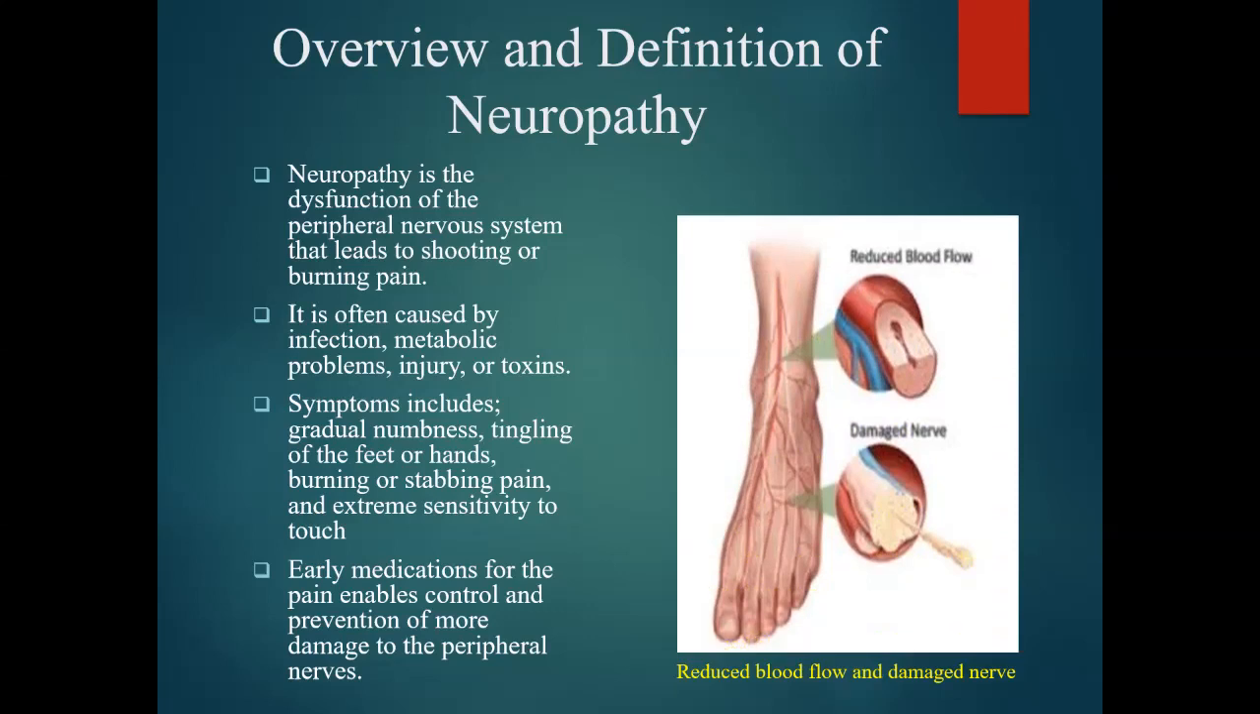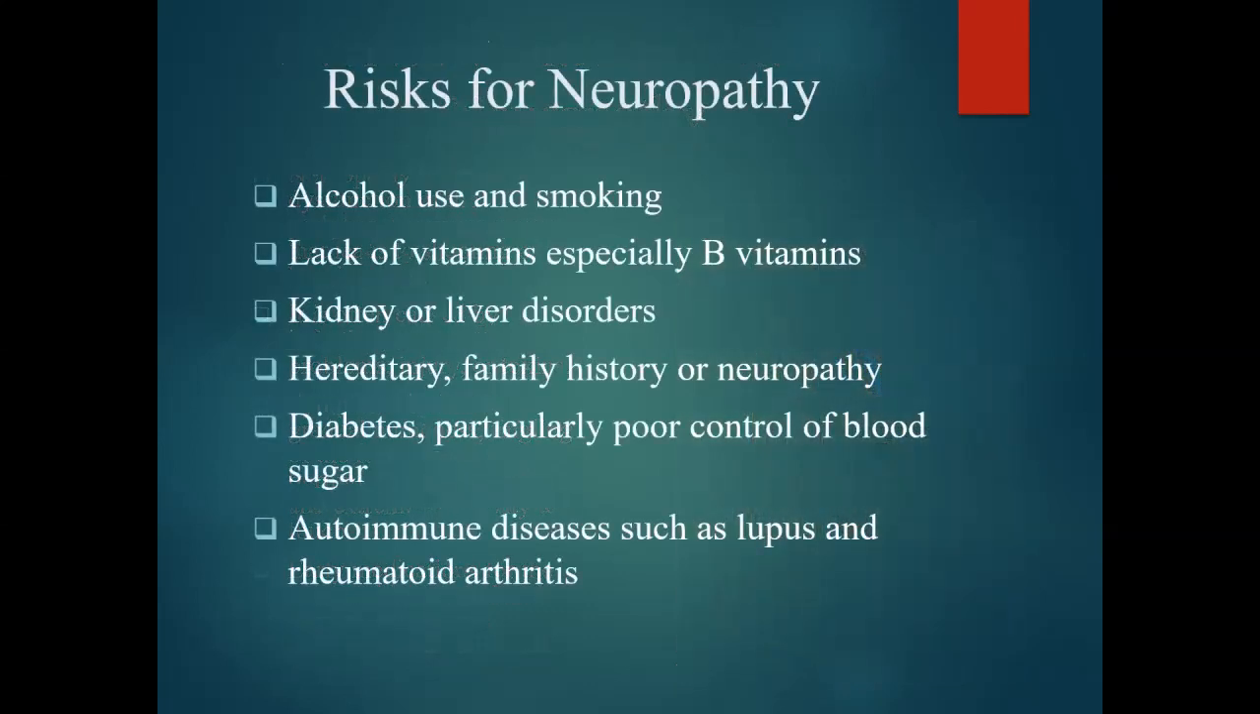And this is what we're talking about here. It's just the reduced blood flow and damage to the nerves. Risks for neuropathy: alcohol use and smoking, lack of vitamins, especially B vitamins, kidney or liver disorders. It can be hereditary, a family history of neuropathy. Diabetes, an important one, particularly poor control of blood sugar. And then you have your autoimmune diseases, such as lupus or rheumatoid arthritis, that can cause neuropathy.